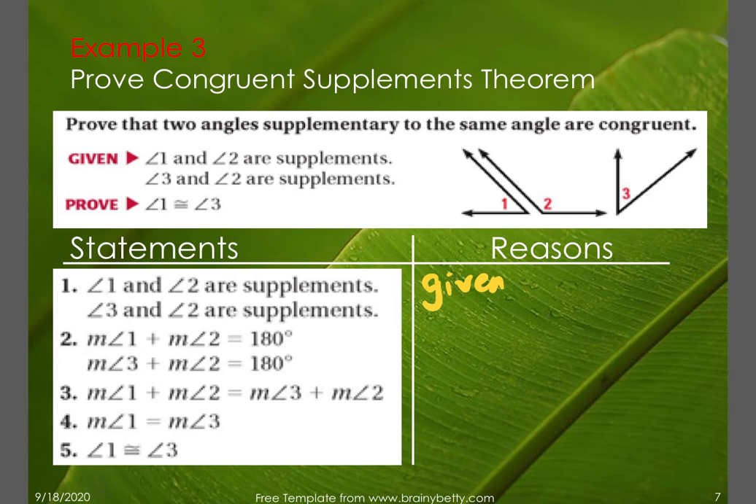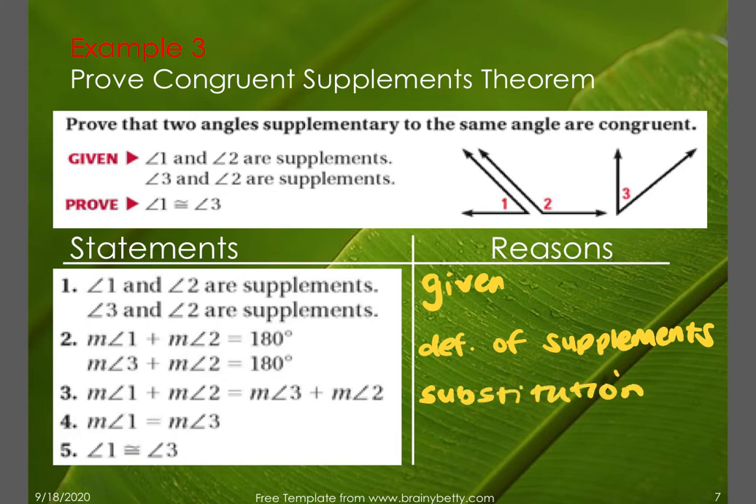Angle 1 plus angle 2 equals 180, and angle 3 plus angle 2 equals 180. Good. Definition of supplement. And you could put supplements. You could put supplementary angles. Then, angle 1 plus angle 2 equals angle 3 plus angle 2. This is where it's tricky. You're replacing more than just one thing with two things. This is substitution. Law of syllogism is never a reason in a proof.